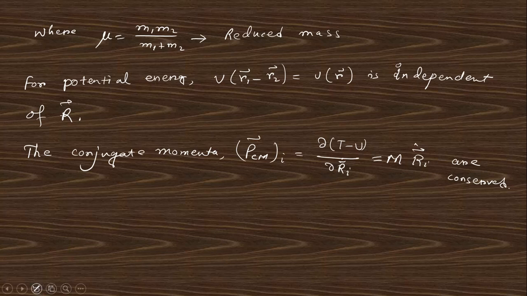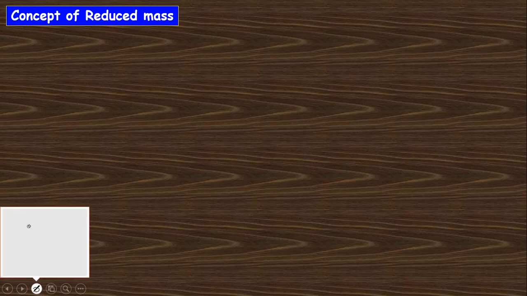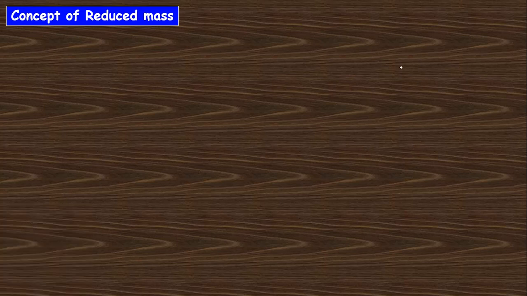So if you want to find this reduced mass from the equation of motion, suppose this is mass m1 and this is mass m2, and the position vector of m1 is r1, and the position vector of m2 is r2, and their separation is taken as this r vector, okay.